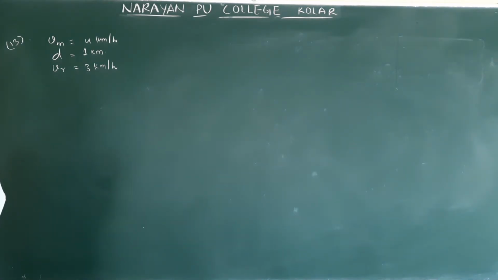Okay, what did they ask? He makes his strokes normal to the river. How long does he take to cross a river 1 kilometer wide if the river flows steadily at 3 kilometers per hour and he takes his strokes normal to the river current? How far down the river does he go when he reaches the other bank? So like this.